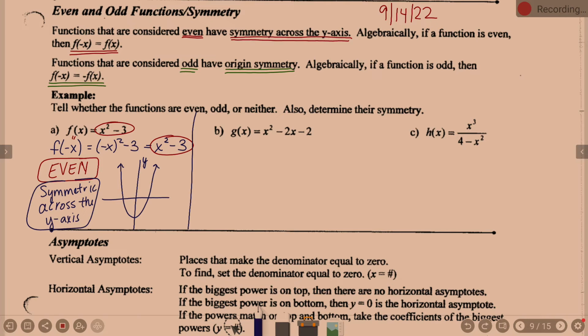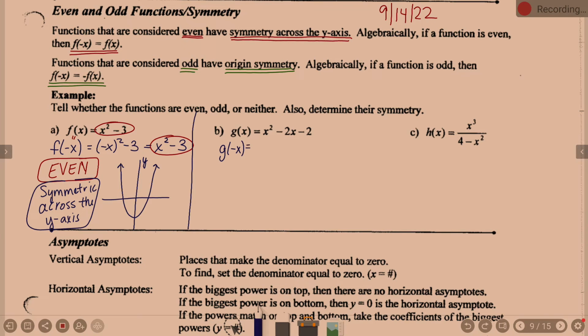g of x equals x squared minus 2x minus 2. Because I want you familiar with the algebra, we're going to start with the algebra. Because the graph makes it easier, doesn't it? Once you understand what origin symmetry means, and we'll get to that. So we're going to start with the algebra. So g of x is given. I always start by finding f of negative x. Or in this case, g of negative x, because I need that for both, right? So I always go there first.